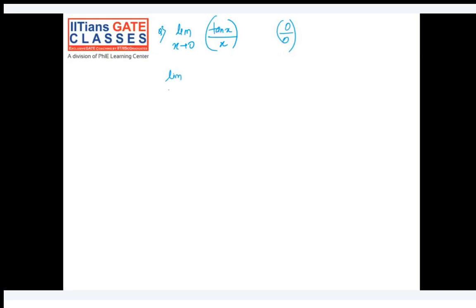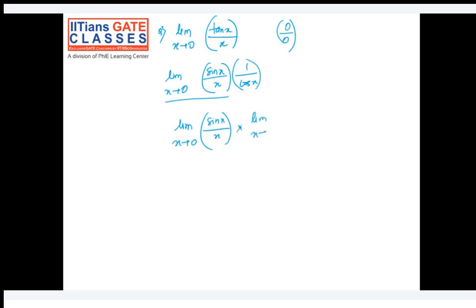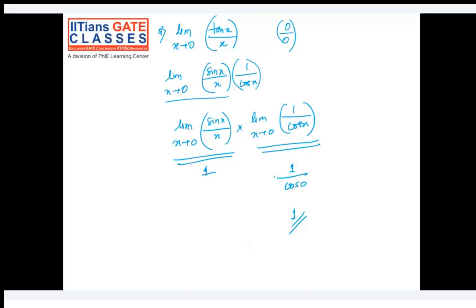Or basically you can write tan x like this, sin x by x into 1 by cos x. Can you write it like this? And you know limit x tends to 0, sin x by x is 1. Limit x tends to 0, sin x by x into limit x tends to 0, 1 upon cos x. So this value is 1, and this value is also 1 because it's 1 upon cos 0. Cos 0 is 1. So the answer is 1. So you remember this property also. Limit x tends to 0, tan x divided by x equal to 1. Remember this property.